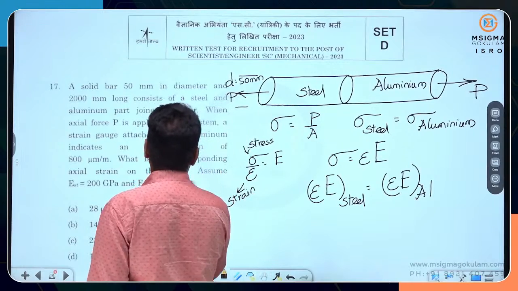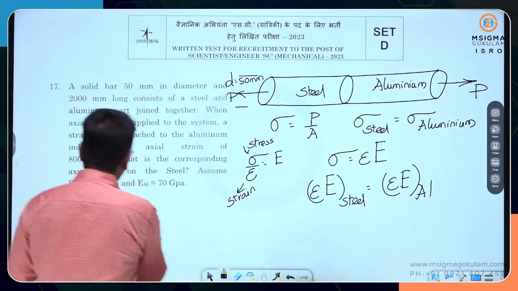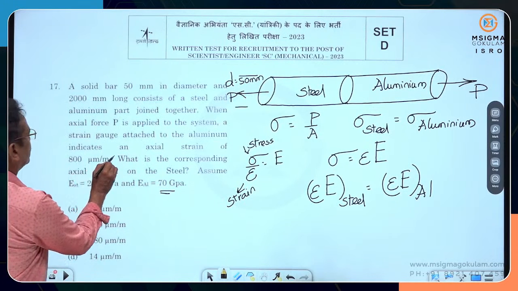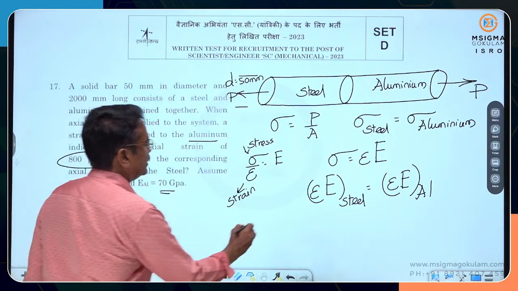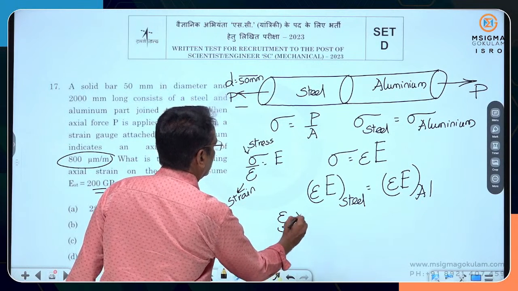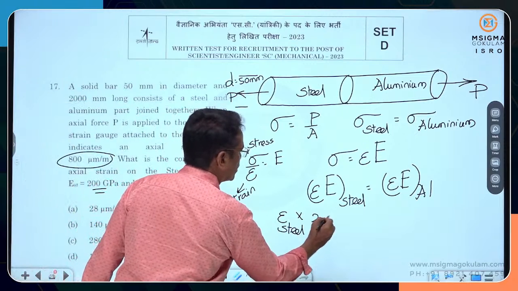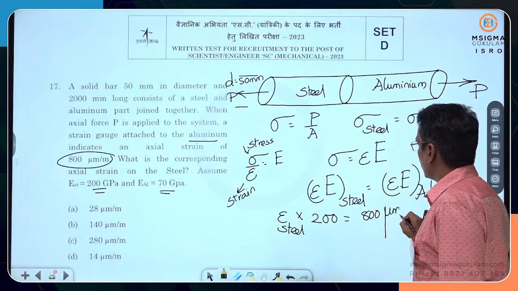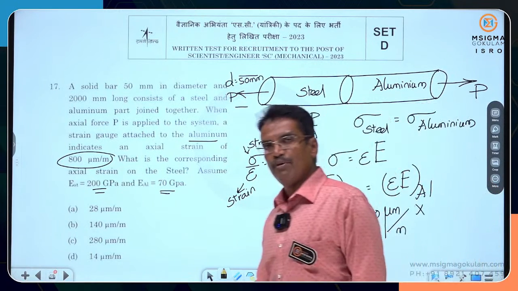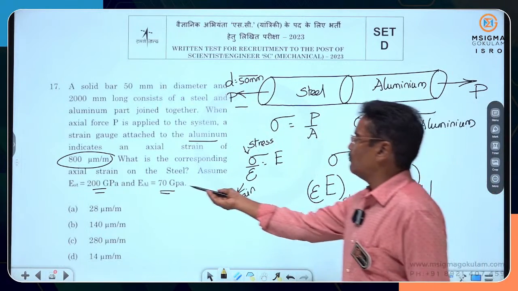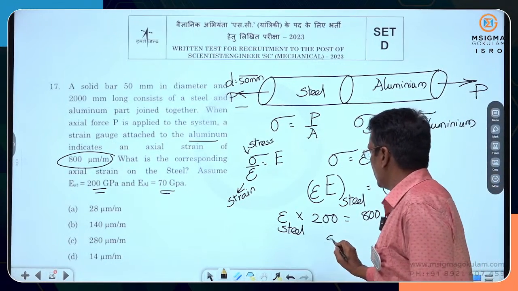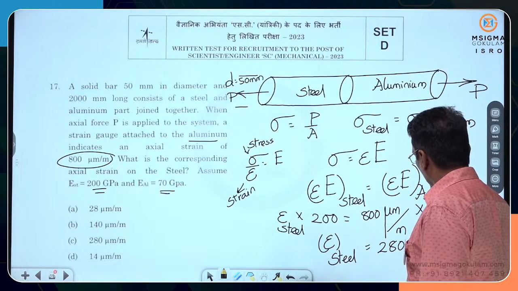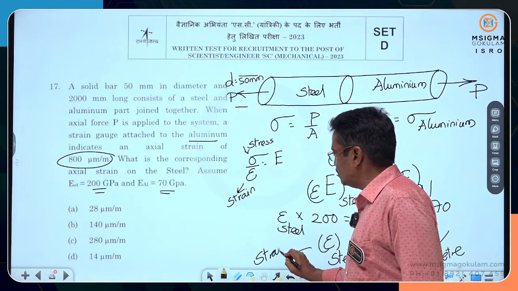He has given the strain in the steel, the Young's modulus of steel, and the Young's modulus of the aluminum. Then you can easily get the strain in the aluminum. Epsilon of the steel into E of the steel, which is 200 gigapascal. The epsilon of the aluminum is 800 micrometer per meter, because strain will be very small. How do you define strain? Change in length by original length. The Young's modulus of the aluminum is 70 gigapascal. Now you can easily get the strain in the steel. That will be 280 micrometer per meter length. This is the strain in steel.